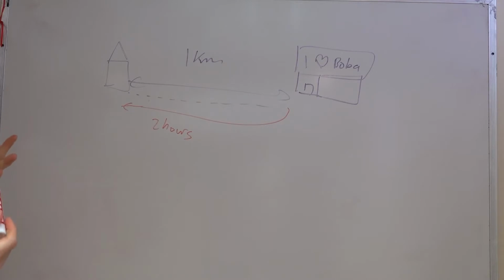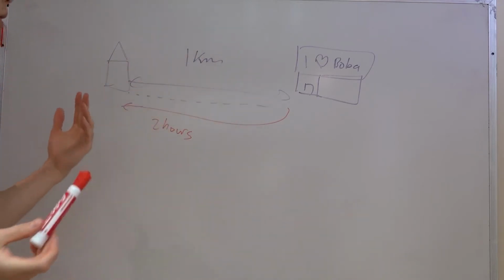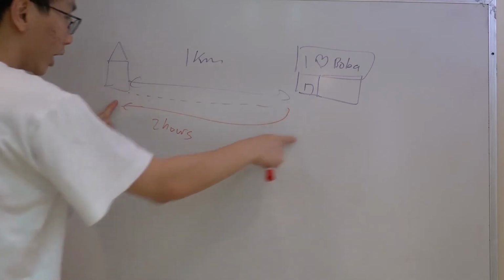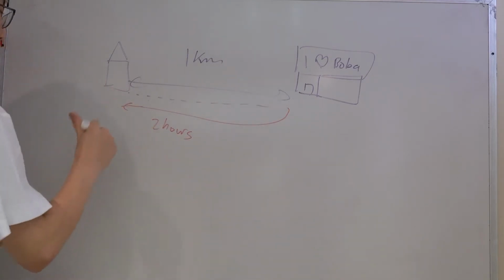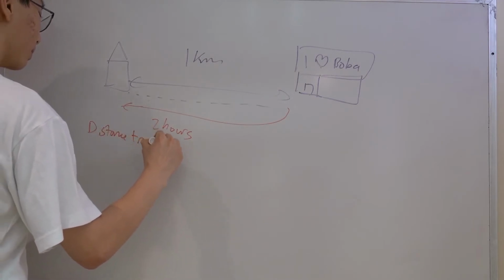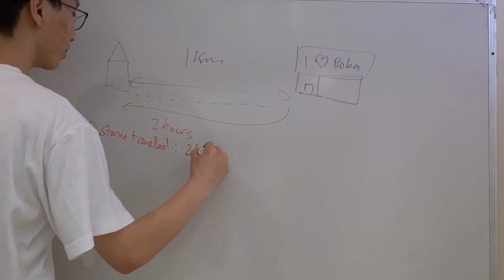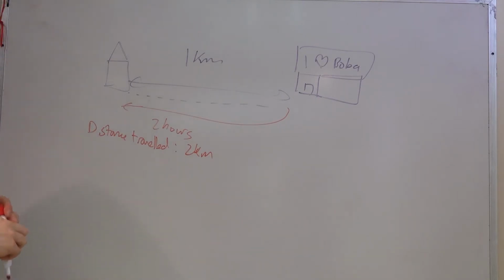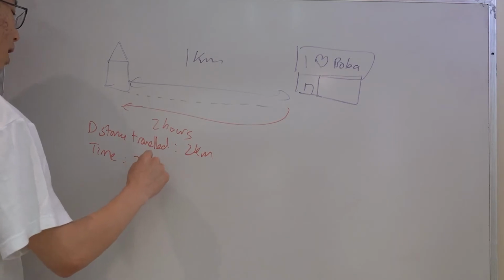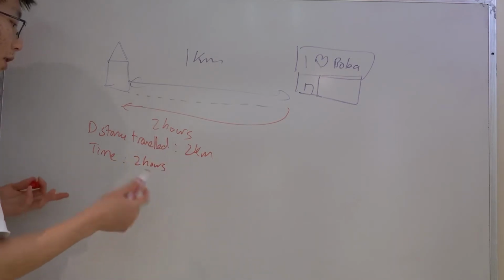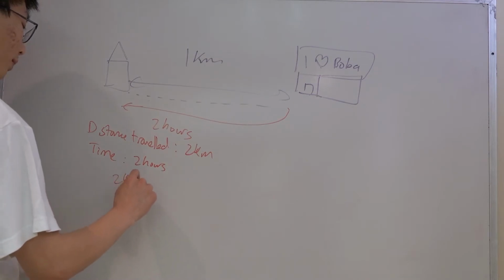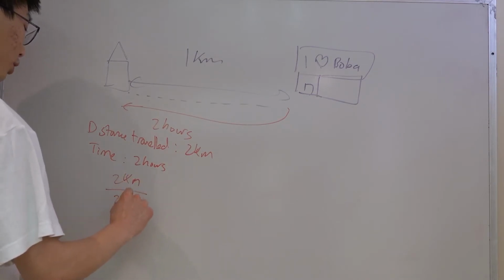See, if you're thinking about the distance that you walked, you would say, aha, well, I walked here 1 kilometer, and I walked here 2 kilometers, right? So the distance I traveled was 2 kilometers, right? And the time that you took was 2 hours. So that means your rate, speed is distance over time. So you should have done a rate of 2 kilometers in 2 hours.